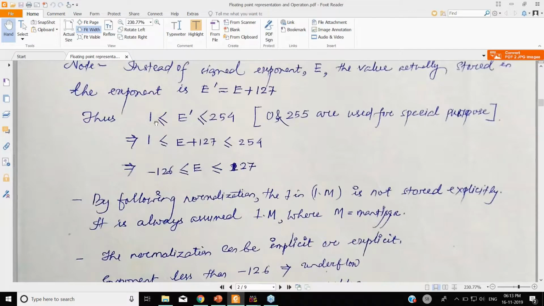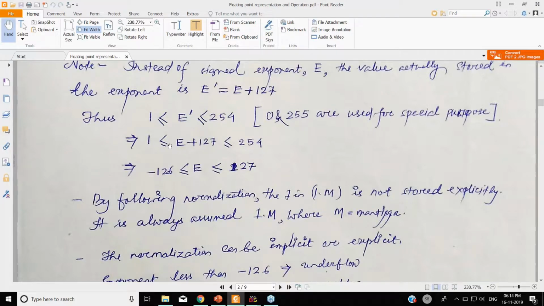So why have I given 1 and 254? It is because 0 and 255 are specially reserved. Although E dash is 8 bit, so it can range from 0 to 255, knowingly the 0 and 255 are used for special purposes. And for a valid floating point number, the exponent value can range from 1 to 254.